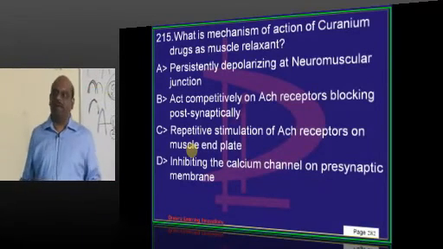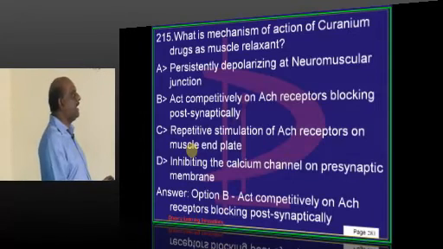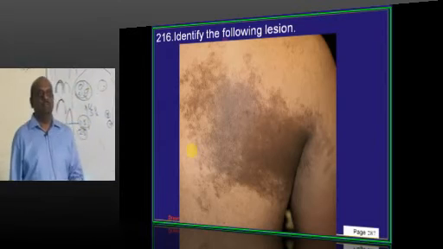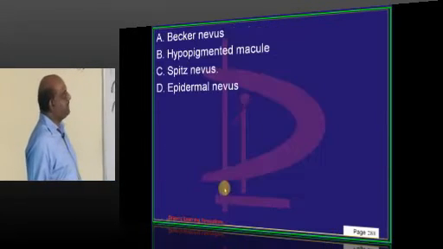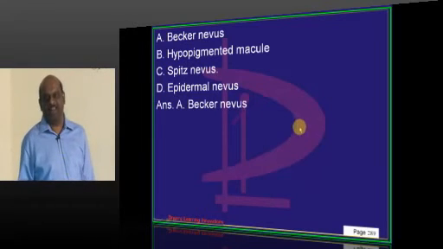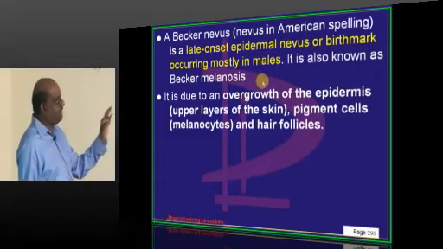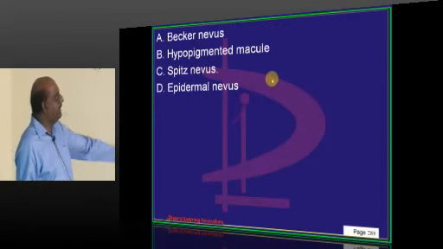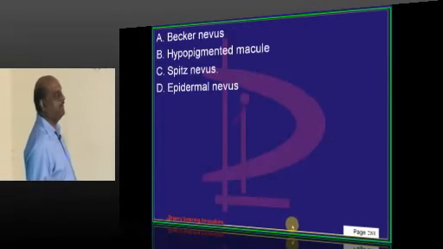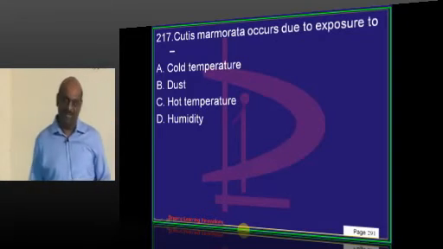Now for the curarium drug, how does it act as a muscle relaxant? It's a competitive inhibitor on the acetylcholine receptors, as all of you know very well. So what is this lesion? Typically this lesion is called Becker's nevus. Impossible question. No one can answer this in a real exam hall. It is a late onset epidermal nevus or a birthmark occurring mostly in males, which is basically called Becker's nevus. Don't worry. If you answer this wrong, don't spoil your sleep. Very difficult to answer for many.